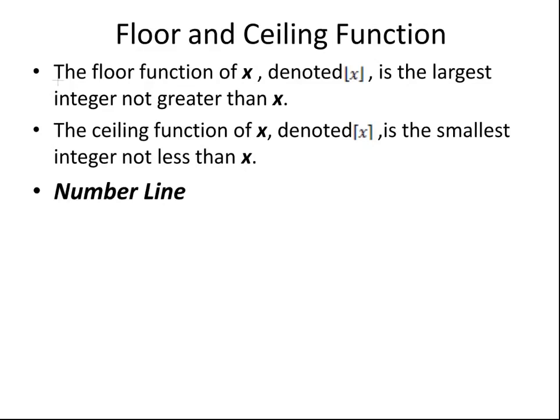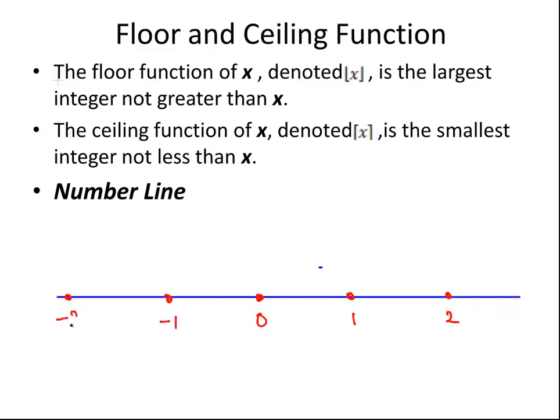So the floor function of x, this is what I want to look at here. This is a number line. I'm just going to draw a straight line here. Now I'm going to pick the 0 point, make this 1, 2, and go -1 and -2 here. So this is the number line, and those are all integers.